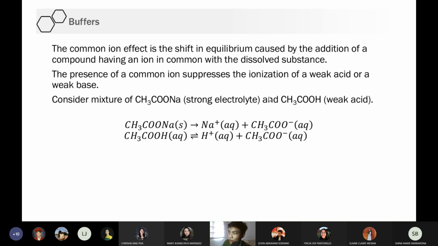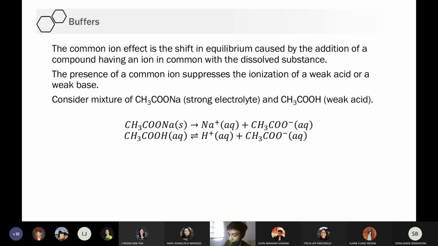So, ano yung relationship nitong dalawa, ng weak acid and yung salt? Ganito yung relationship nila. Yung weak acid natin, ito yung source ng acid. But our salt is the source of the conjugate base. So, kailangan sa buffer system, you have an acid and a conjugate base, o kaya you have a base and a conjugate acid. Yung conjugate acid or base, they usually come in salt form, for example, sodium acetate. So, you have weak acid and the salt that contains the conjugate base.